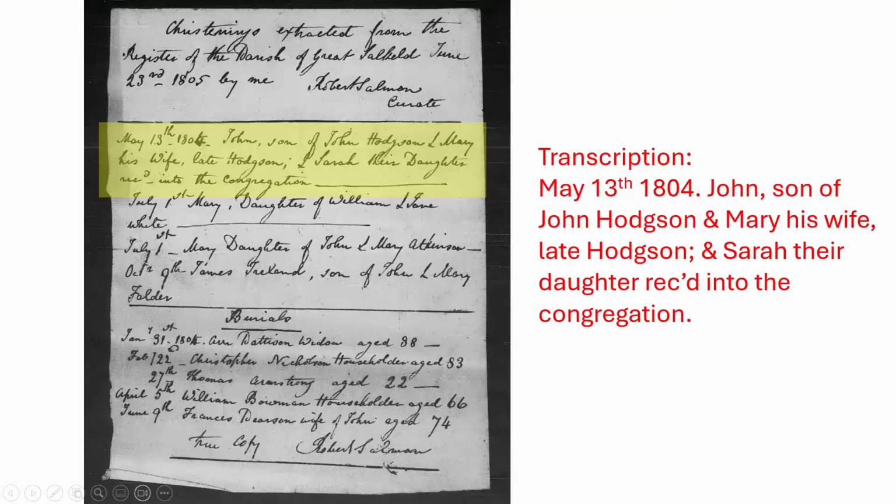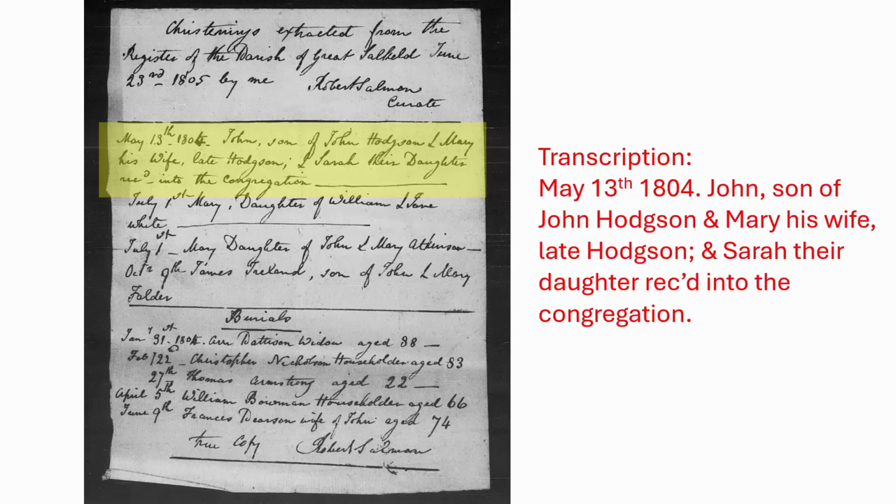May 13th, 1804: John, son of John Hodgson, and Mary, late Hodgson, and Sarah, their daughter, received into the congregation. I found that very interesting. So Mary's maiden name was Hodgson. She married a Hodgson, Hodgson married a Hodgson. And the children were received into the congregation, which means they were probably previously baptized, maybe in another place, but they were formally welcomed into the church.